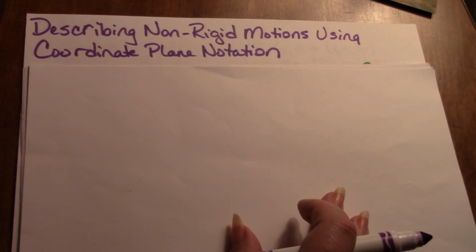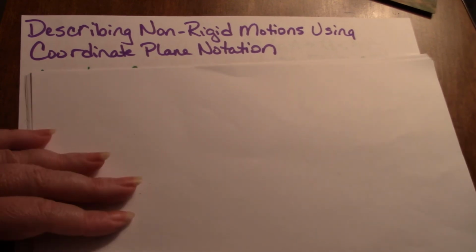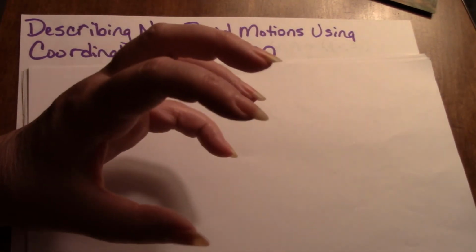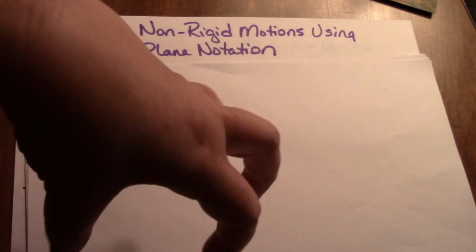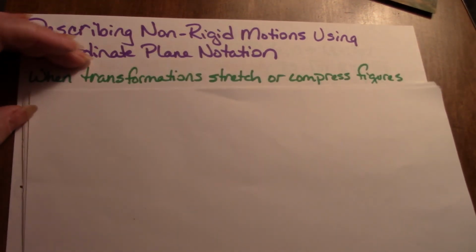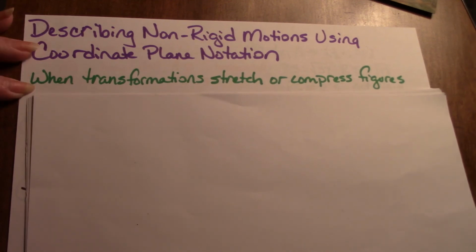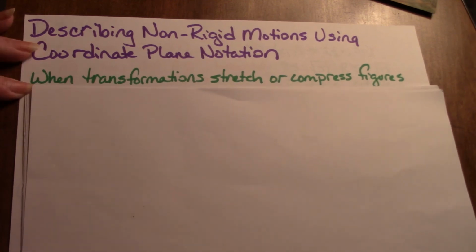Next, we're describing non-rigid motions using the coordinate plane notation. So rigid means that the shape stayed the shape, we just moved it around, but it didn't mess with the shape at all. This one is messing with the shape. This is when transformations stretch or compress figures.